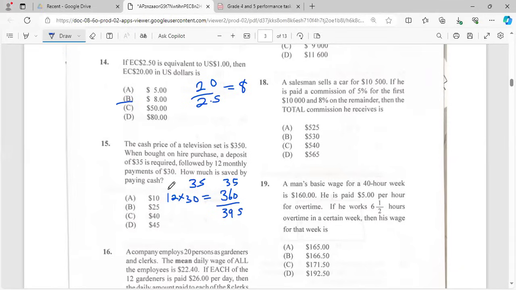And now we're going to take out the cash price from that to know the savings. So it's 350, subtract it from 395, which leaves 45. So in that case, it would be D.